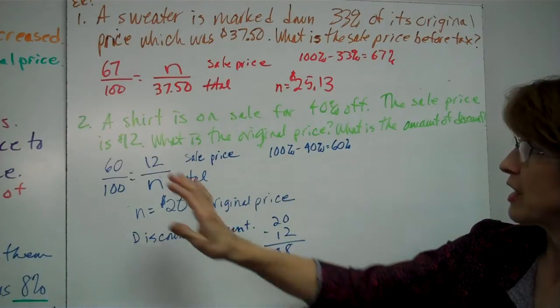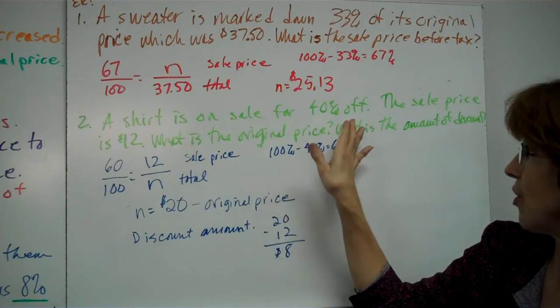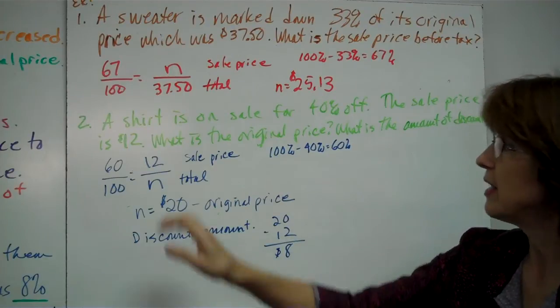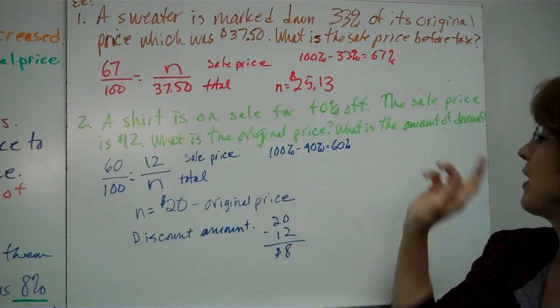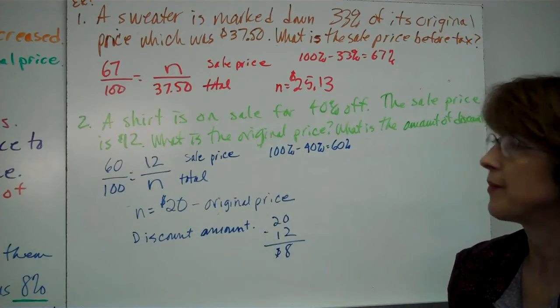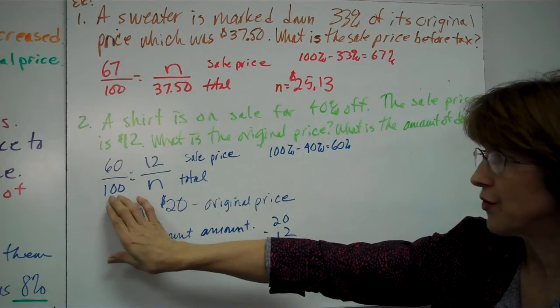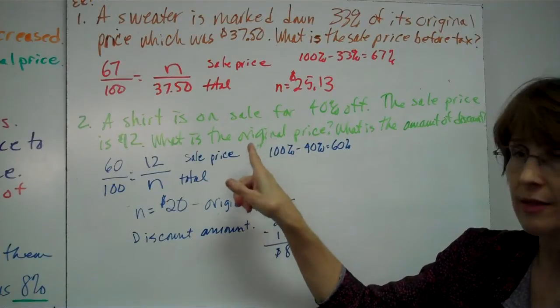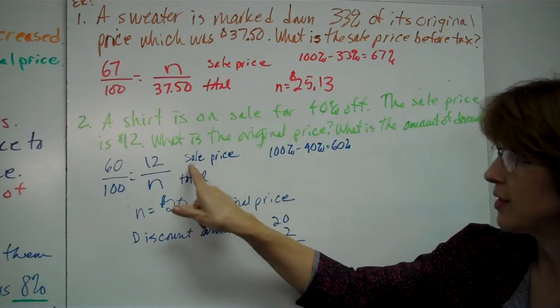Next one. A shirt is on sale for 40% off. The sale price is $12. Now I'm giving you what the sale price is. You want to find the original price and you want to find the amount of discount. How much did you save? So it's going to be over 100, of course. This time the total you don't know. You don't know the original price. And it's going to be over the sale price.